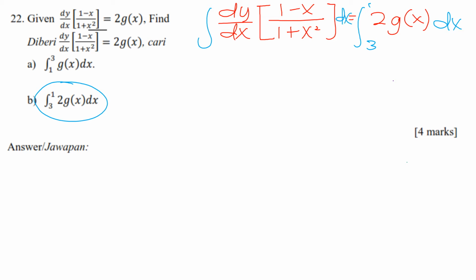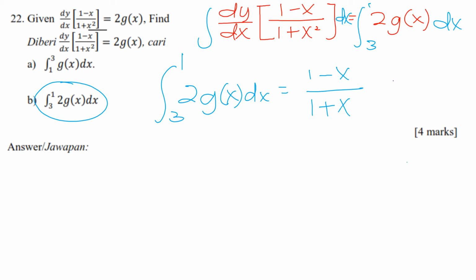So when I integrate the function on my left hand side, I shall get 2gx dx, integrate this one, I shall get 1 minus x over 1 plus x squared, limited by 1, 3. It's the same procedure. I bring it over here so that I have space to write. So it's the same process, upper limit minus the lower limit.